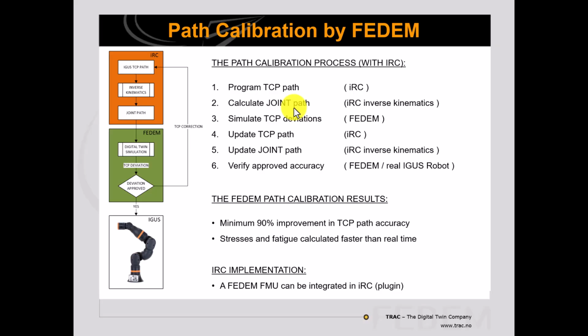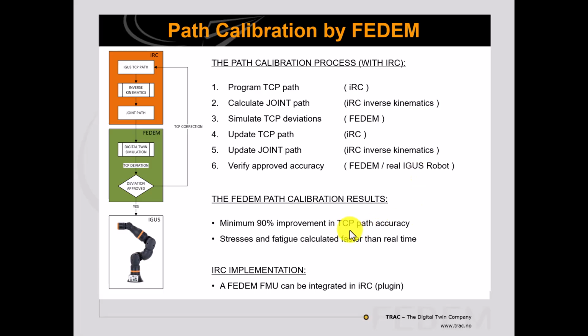This joint path is transferred to FEDEM via CSV files, and then I can simulate the true TCP path and hence also the TCP deviations in FEDEM due to the flexibility and the loads. And then I can use these deviations to update the TCP path in IRC. And again, I'm using the inverse kinematics to calculate a correlated joint path. Then I can run the FEDEM model through this correlated joint path to document the improved accuracy, or I can load it to the real physical IGUS robot to document the same improvement.